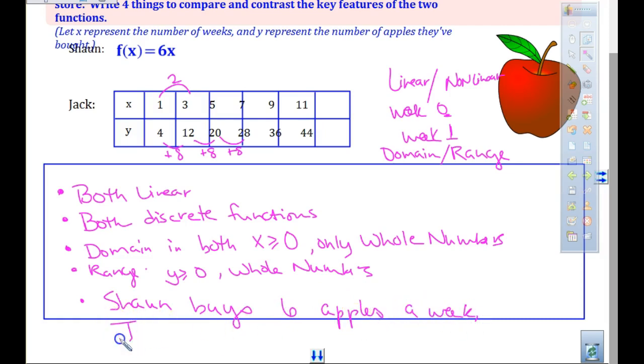And Jack was only buying 4. He was buying 4. Could you tell me 8 every 2 weeks? Yeah, that'd be the same thing, right? 8 every 2 weeks, but at 1 week, 4, at 1 week here, 6. Okay? So think about as many things as you can tell me when we are looking at this.